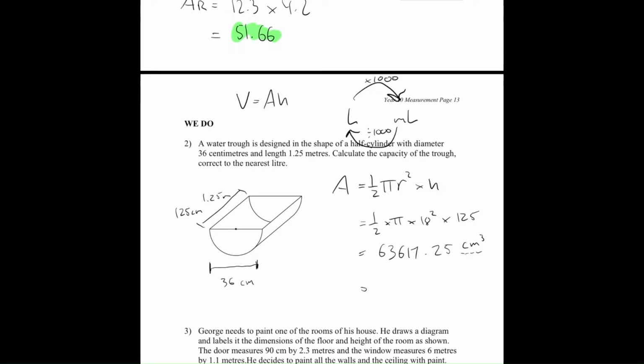And I'm going to get 63.617. Same as up here, we just move the decimal point. But the question asked me to round it off to the nearest liter, so I'm going to write the answer down as 64 liters. Rounding off.